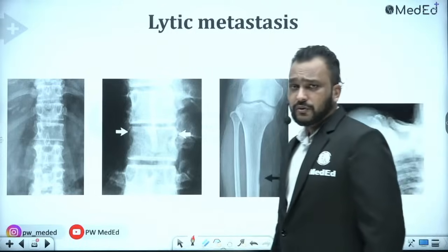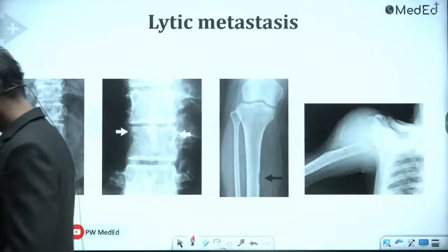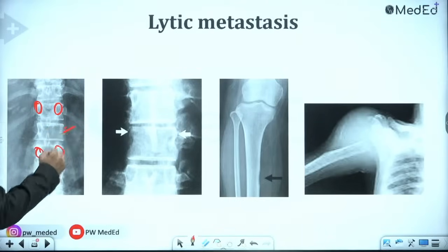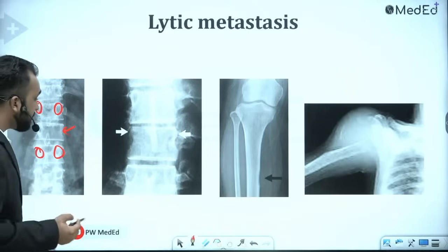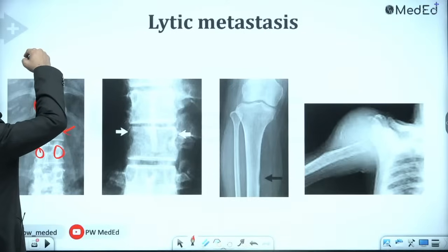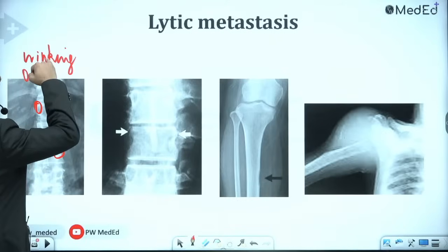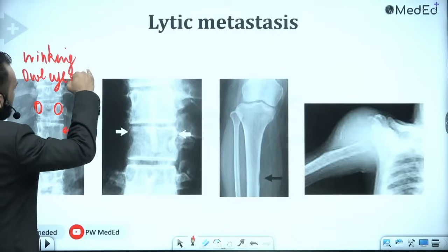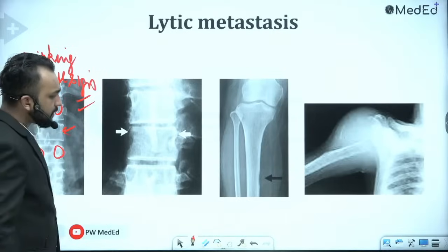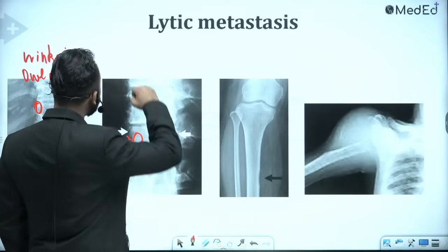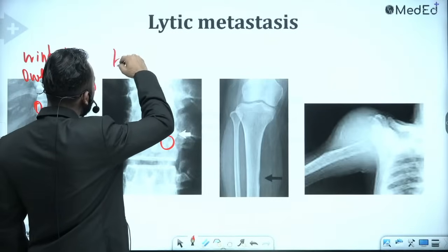Okay. So now let's look at some appearances of lytic metastasis in the vertebra. Normally if you look at the vertebra, you will be able to see the two pedicles. If one pedicle is absent because of the destruction by the lytic mets, it is called winking owl eye sign. In the second image we can see that there is destruction of both the pedicles. This is your blind vertebra.